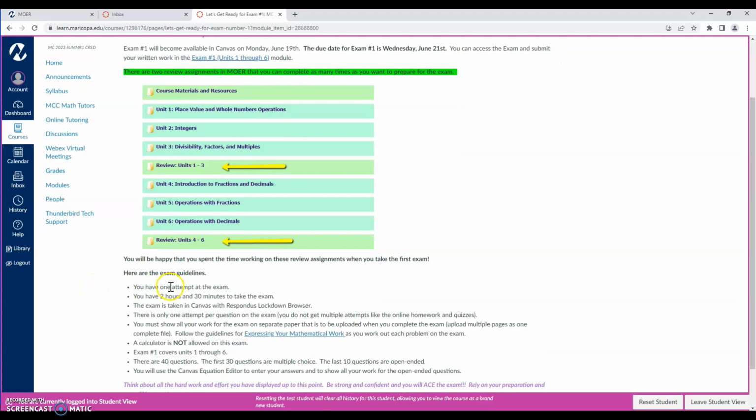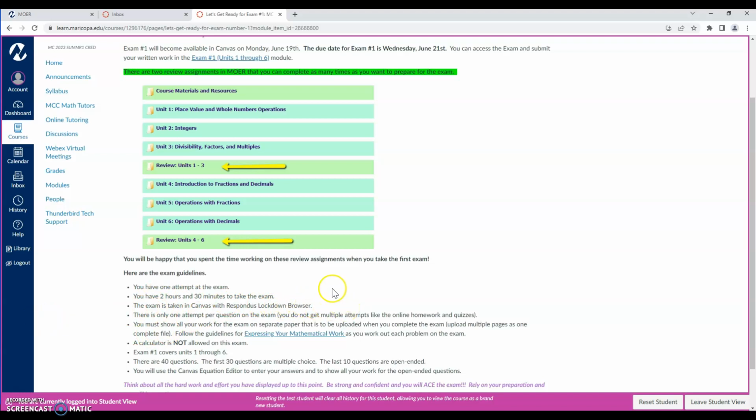You have 1 attempt at the exam and you have 2 hours and 30 minutes. And that all has to be completed in one sitting. If you take less than 2 hours and 30 minutes, then you can close the exam and be done if you think you're finished. But you have a maximum of 2 hours, 30 minutes. So when you're planning your time during your week to take the exam, make sure you have an uninterrupted block of time for 2 hours and 30 minutes to sit down and quietly take the exam in the Respondus Lockdown browser.